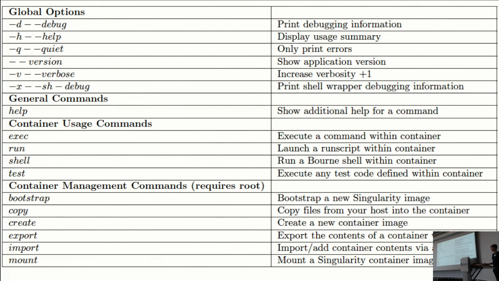With export, you can export the Singularity container directly to a tar archive. And with import, you can import any container directly from a tar archive. This is nice if for some reason you want to pipe directly from a Docker export command. You can export from Docker directly into a Singularity container, and that just works by piping it into the Singularity import command. And then you can also do Singularity mount and just mount the container image at some location on your file system, but not actually go into it.